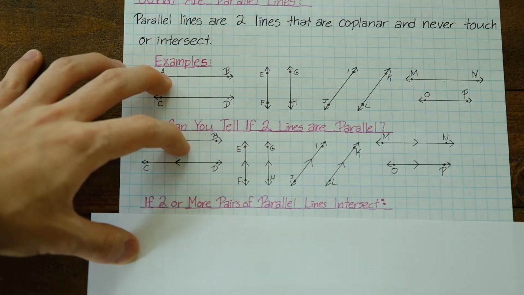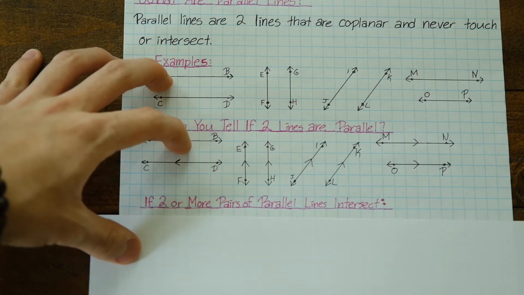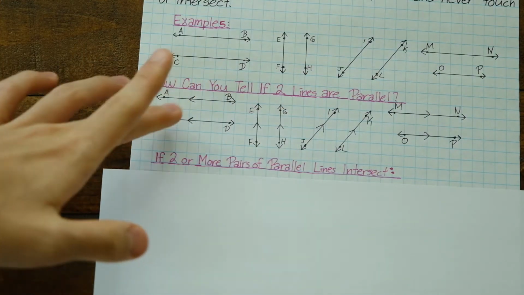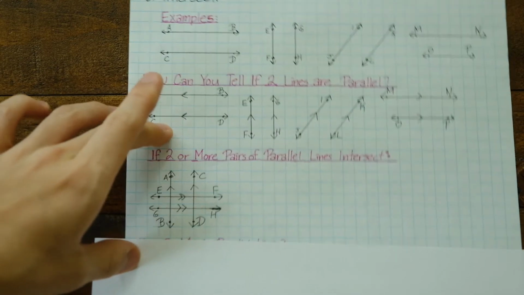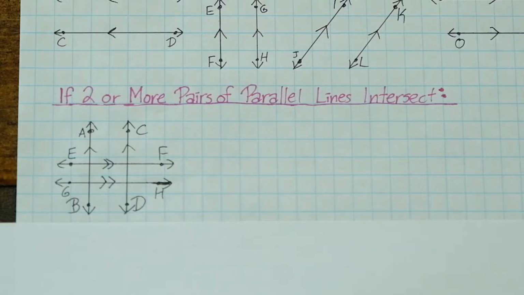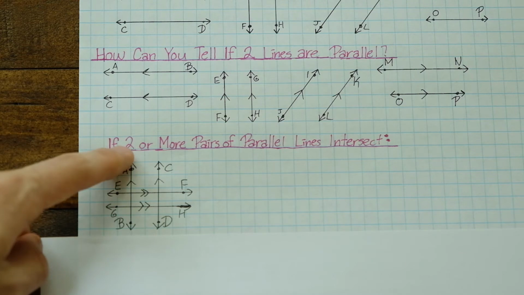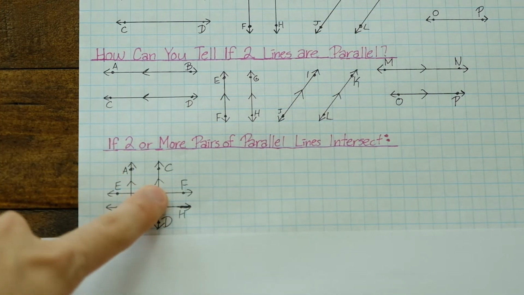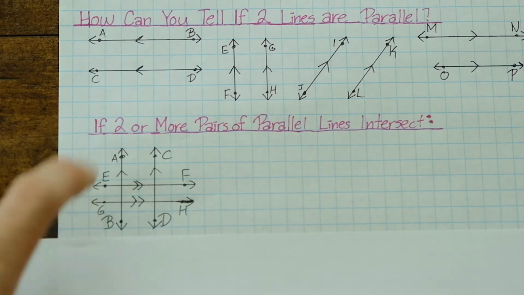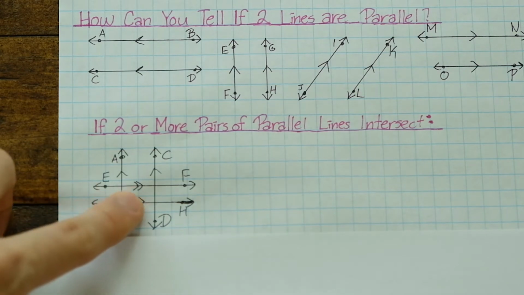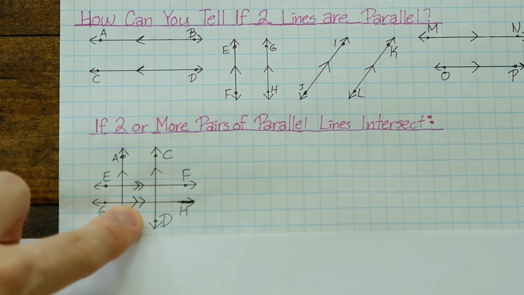So if two or more parallel lines intersect, in other words, if there is more than one pair of parallel lines, this is just an example right here. As you can see, there are 4 total lines and 2 pairs of parallel lines. AB and CD are straight up and down and have 1 arrow. And then lines EF and GH are going completely horizontally, and they have 2 arrows, as you can see.